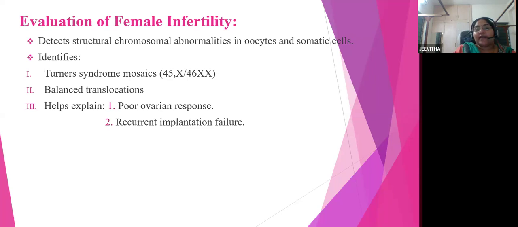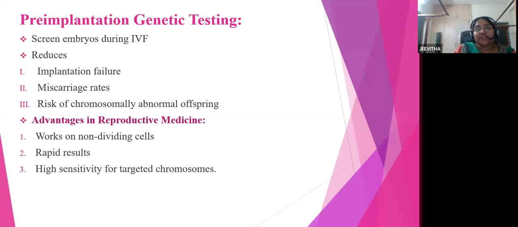This also helps explain poor ovarian response, recurrent implantation failure, and pre-implantation genetic testing. It can train the embryo during IVF. It can reduce implantation failure and miscarriage rates. The risk of chromosomally abnormal offspring can also be avoided. Advantages in reproductive medicine: works on non-dividing cells with rapid results and high sensitivity for targeted chromosomes.